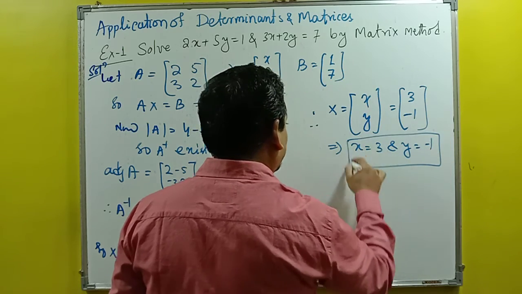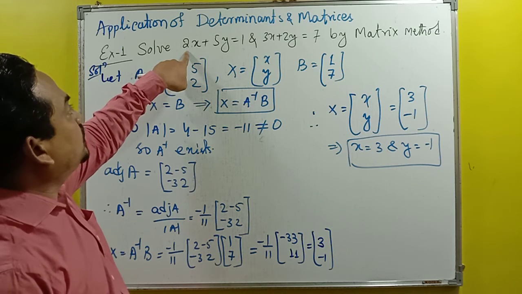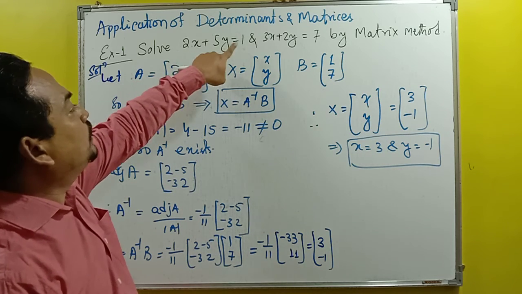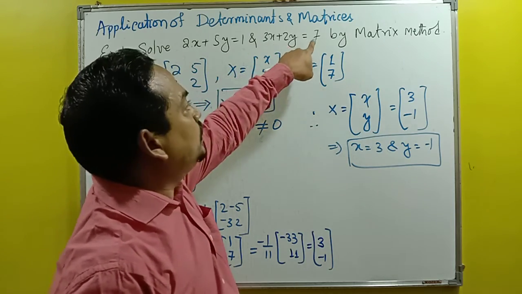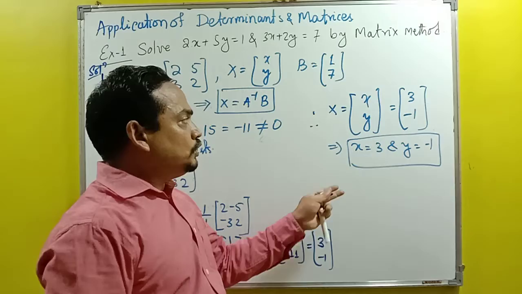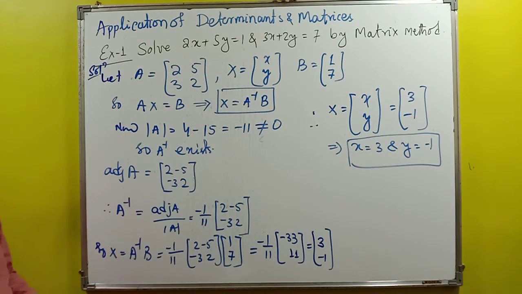You can check it by substituting it in the equation. You can get the values. 2 3s are 6, minus 5, it is 1. 3 3s are 9, minus 2, it is 7. It is satisfying. So this is the solution of this matrix. How easily we are doing. And in another example we will solve a 3 by 3 order matrix. By that time, we just quickly solve it.